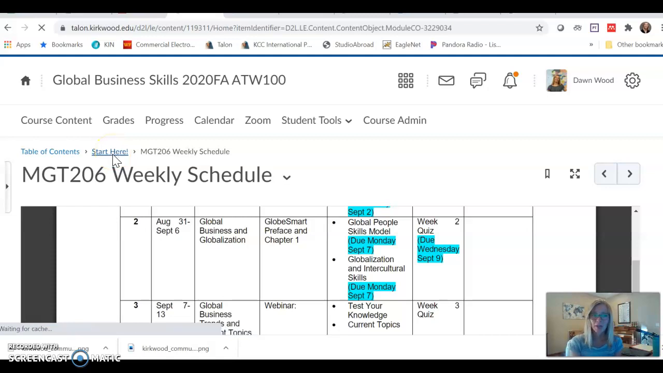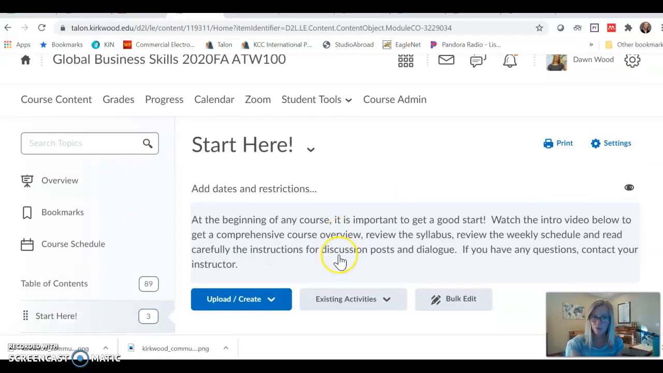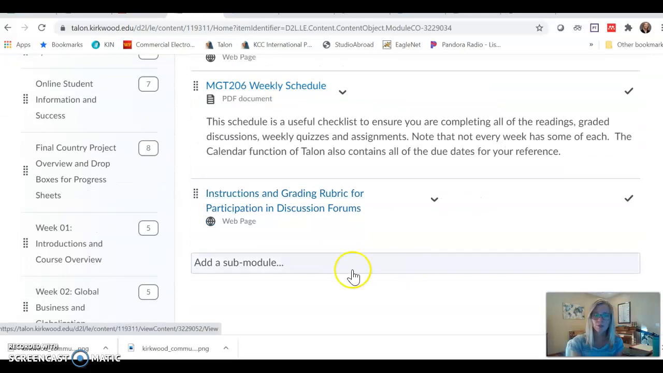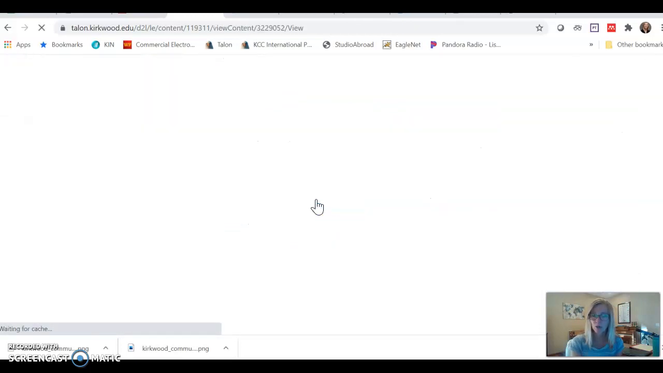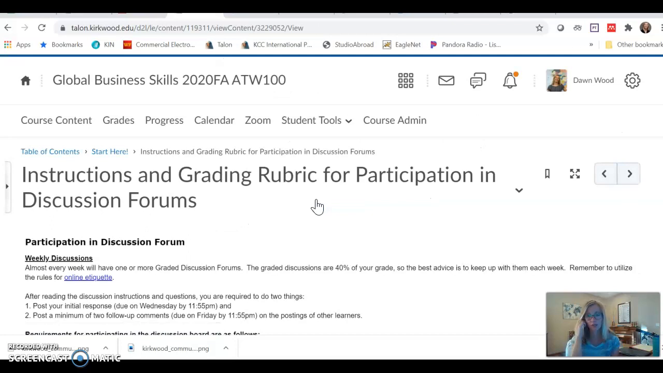So we've talked about the learning outcomes for the course, your weekly schedule, and then the last thing in the start here is instructions and grading rubric for participation in discussion forums. Discussion forums are critical to your success in this class. You need to read this rubric carefully so you understand what the criteria are for discussion posts. And if you don't understand, you need to ask me, and I'm ready to take your questions.